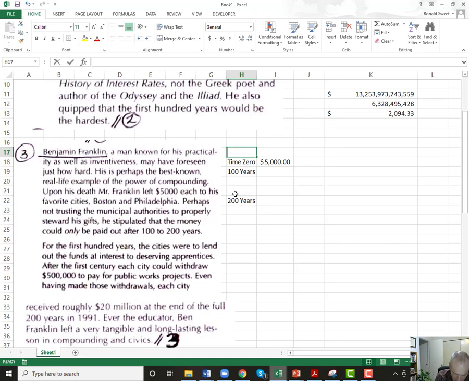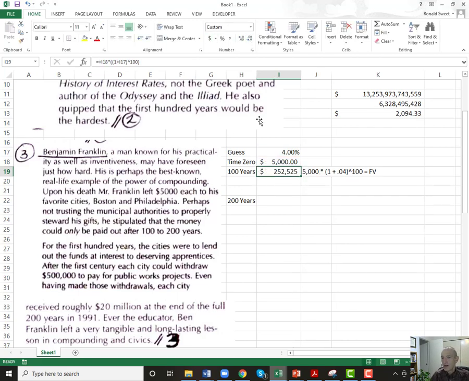I'm going to put in a guess of what rate he was assuming, and I'm going to start with 4%. I don't actually know what the right answer is, but I'm not going to tell you. So I'm going to assume it's 4%. So he's going to take $5,000 and invest it, the present value times 1 plus our rate raised to the n. Here our rate is 4% and our n is 100 years. We need that to equal some future value. So our present value is $5,000, times 1 plus 4% raised to 100 years. And what do we have? We only have $252,000. So that's not going to work.